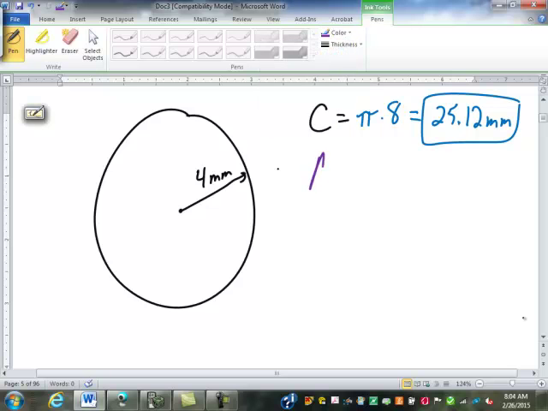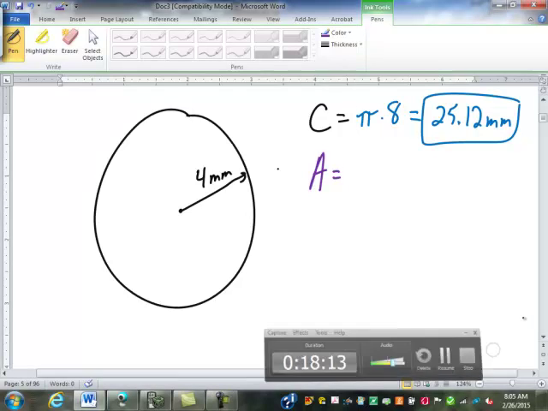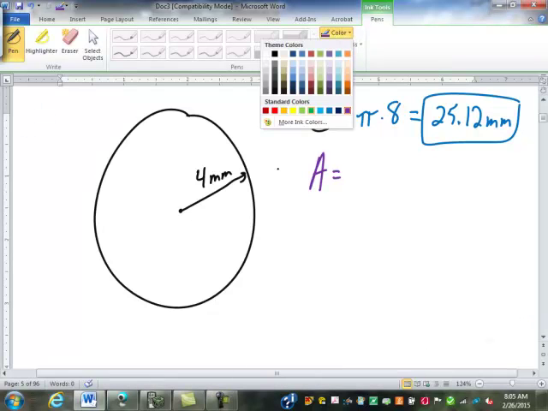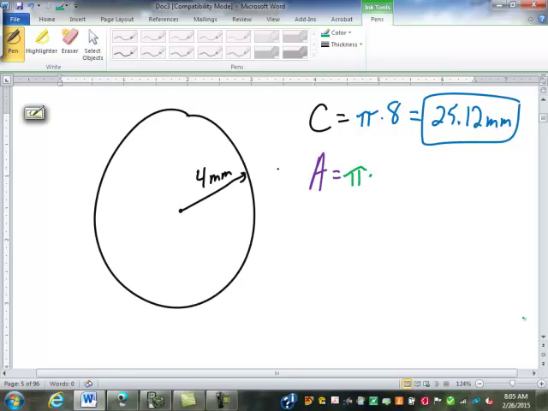Next, I'll have you find the area of this circle. Area is found by pi times radius squared, so it'll be pi times 4 squared. Depends again. If you use 3.14, it's 50.24. If you use the pi key, it's 50.27. So anywhere in that range would be acceptable on a quiz or a test.